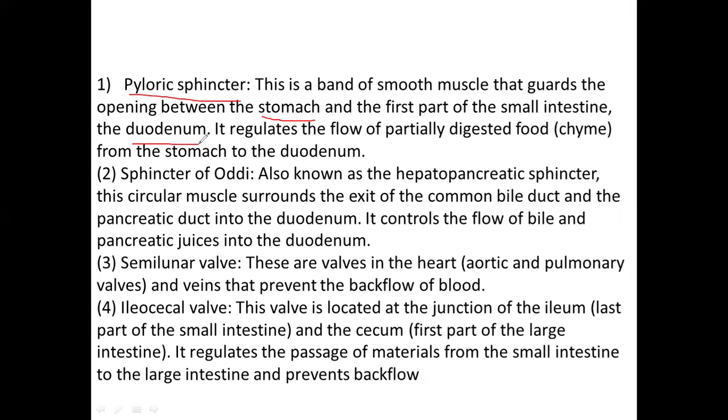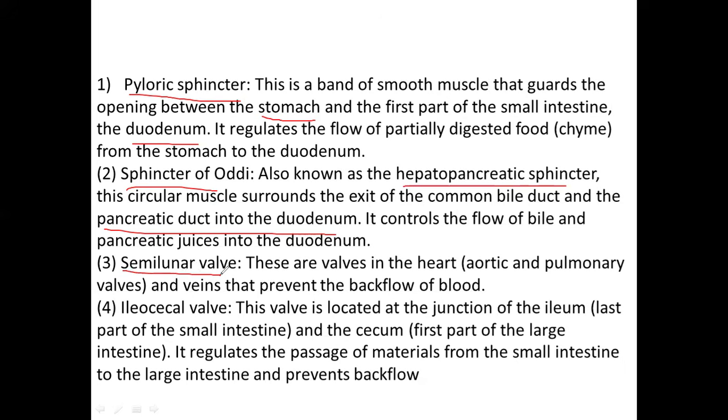So it helps the chyme from the stomach to enter into the duodenum. Next, this sphincter of Oddi, it is also called as hepatopancreatic sphincter. So it will be connecting the pancreatic duct into the duodenum, allowing the pancreatic juice to flow into the duodenum.